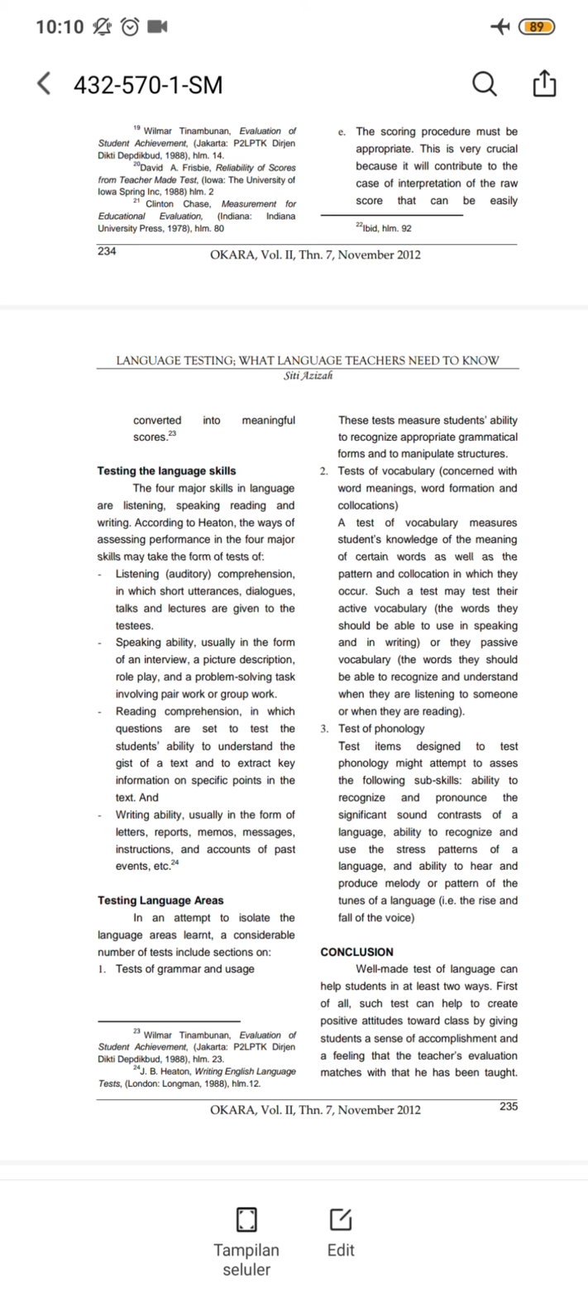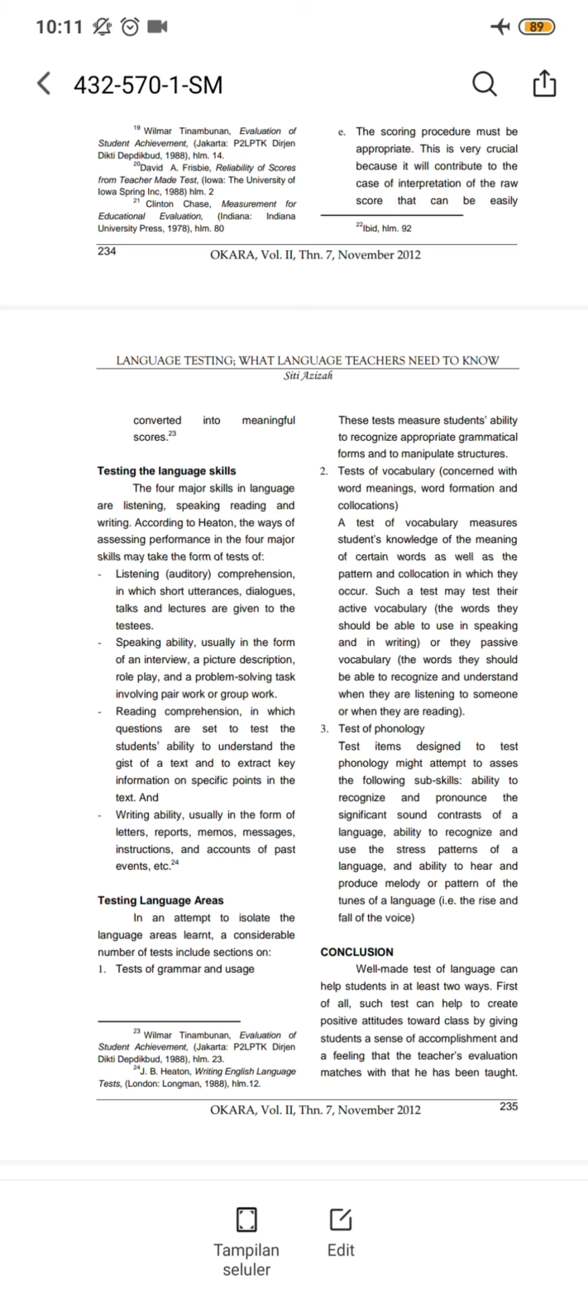The first is listening, auditory comprehension or listening comprehension, in which short utterances, dialogues, talks, and lectures are given as the task. The second is speaking ability, usually in the form of an interview, a picture description, role play, and a problem-solving task involving pair work or group work.